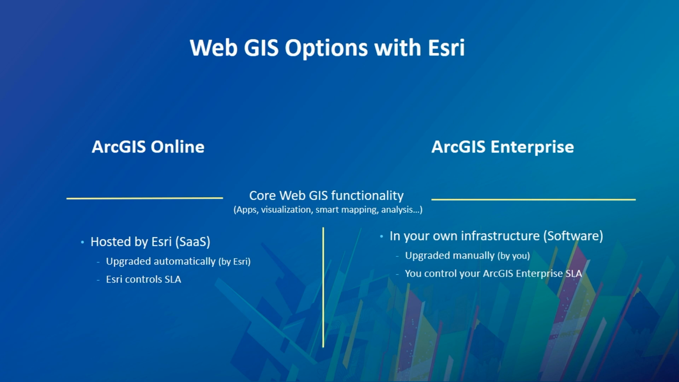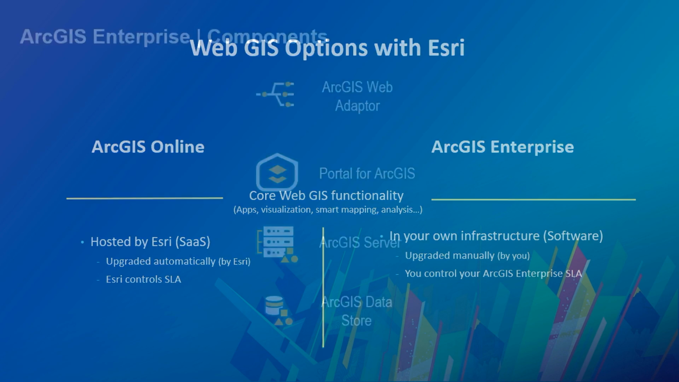With ArcGIS Enterprise, that is software that's installed in your own infrastructure. So your organization controls the monitoring and the maintenance of it, but also the upgrades. So when a new version of ArcGIS Enterprise comes out, it's up to you as the administrator or your IT to go ahead and upgrade it. Now, ArcGIS Enterprise can be installed on physical machines, on virtual machines, or in cloud environments such as Microsoft Azure or Amazon Web Services. For this presentation, we're focusing on ArcGIS Enterprise, not ArcGIS Online, and we'll be referring to the base ArcGIS Enterprise deployment.